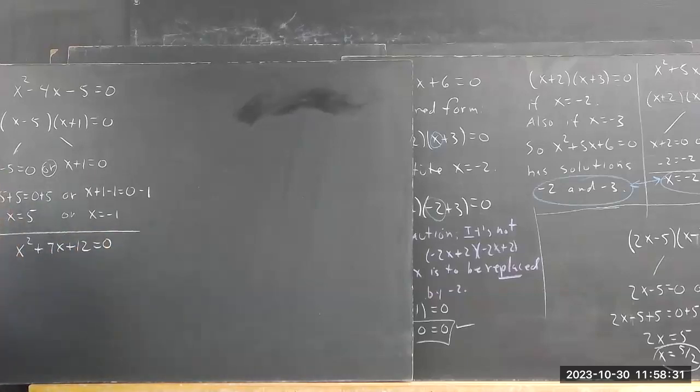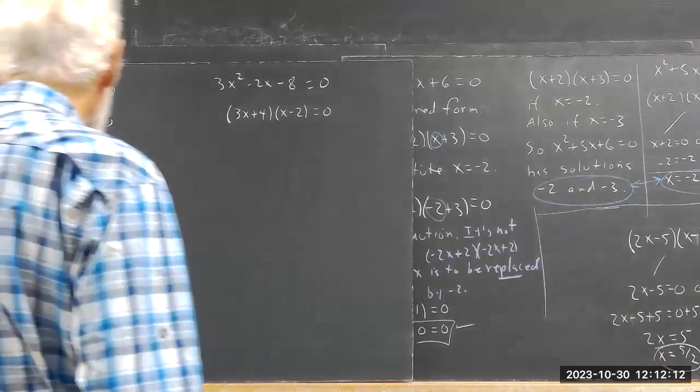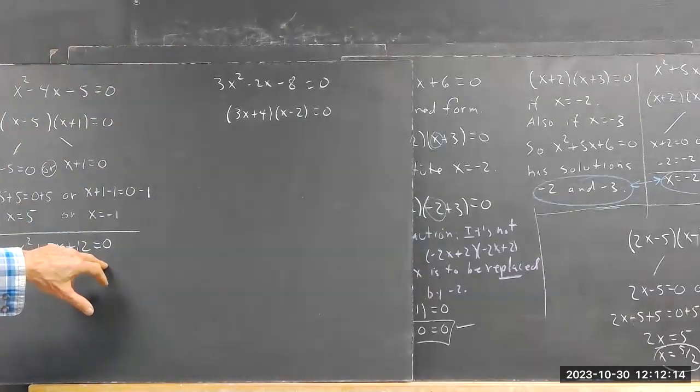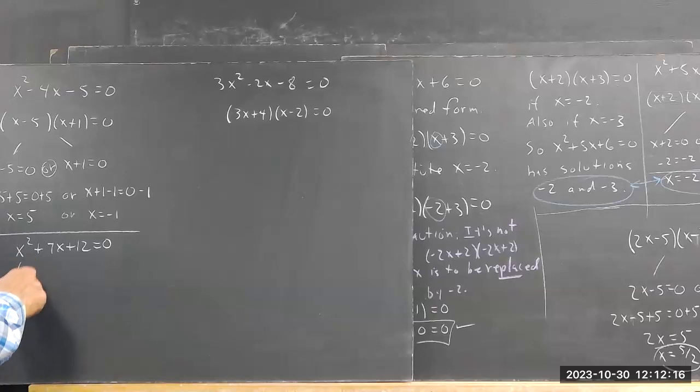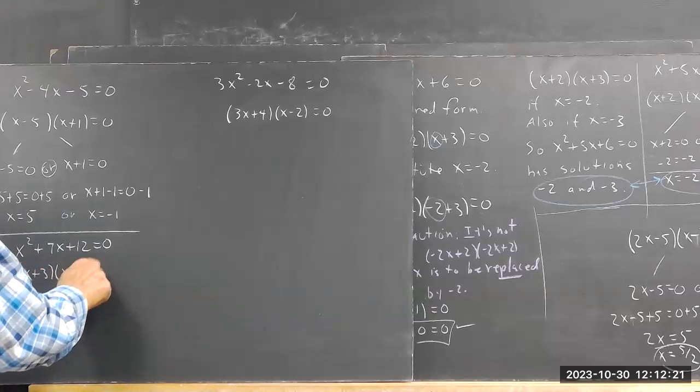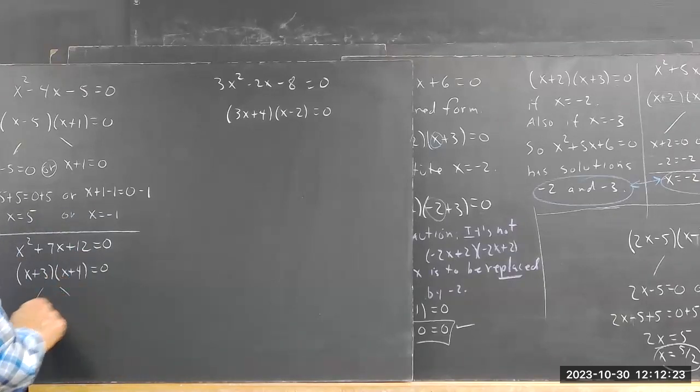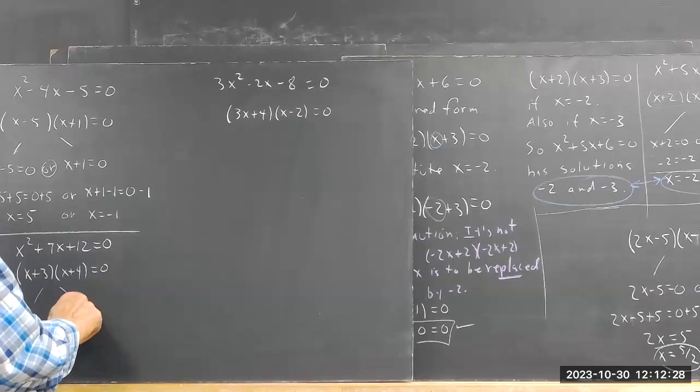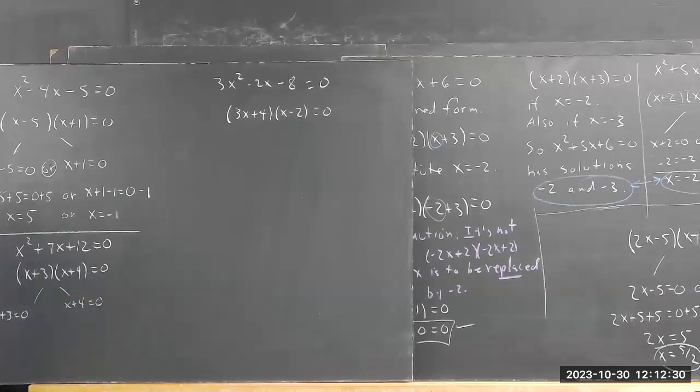x squared plus 7x plus 12 equals 0. Can we factor this and then solve the two equations that we get and determine the value of x? Okay, so we factor this. We get x plus 3 times x plus 4 equals 0. Splitting into two equations, x plus 3 equals 0, x plus 4 equals 0.